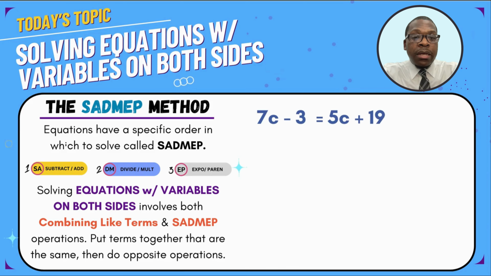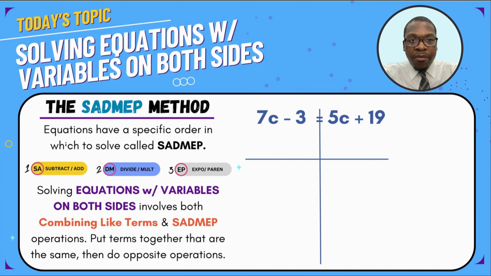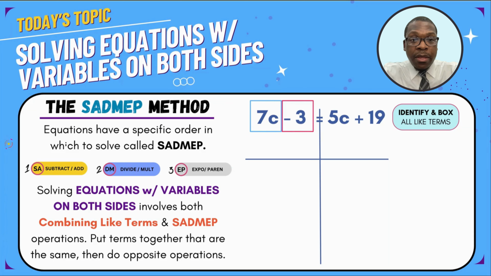7c minus 3 equals 5c plus 19. Now, we always begin by making our scales so we keep everything fair and balanced. In order to solve, we want to make sure we see and identify all like terms. So we're going to box everything up that is the same. Let's start with 7c, then negative 3, then 5c, and then positive 19.